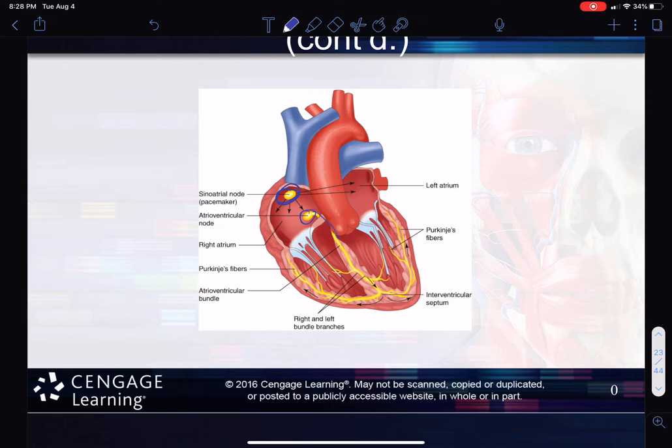Then we finally have the AV bundle, then we finally have the bundle of His, which I don't even think is labeled here. No, it's not. But then finally, ultimately, we branch out to the Purkinje fibers, which are all across the myocardium, and they will finally tell the ventricles to contract.